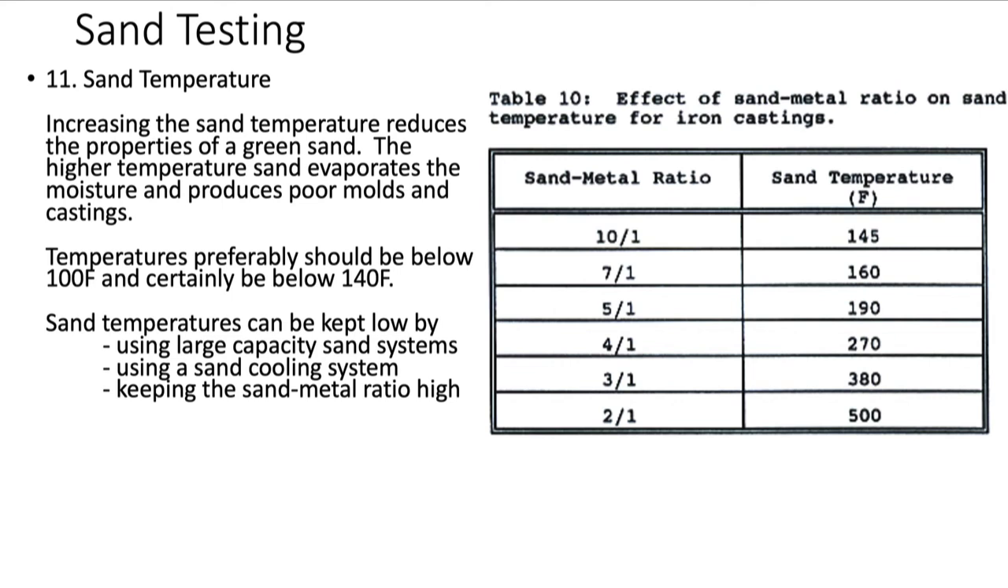If you get above like 140, 150 degrees, the moisture is given off so quickly you can't even make a mold before the moisture in the sand evaporates. So you need a big capacity and allow time for the sand to cool, and then keep your sand to metal ratio high enough that you don't overheat. And this obviously will change relative to what time of year it is. In the summertime, it's going to be a lot harder to keep your sand cool than in the wintertime.